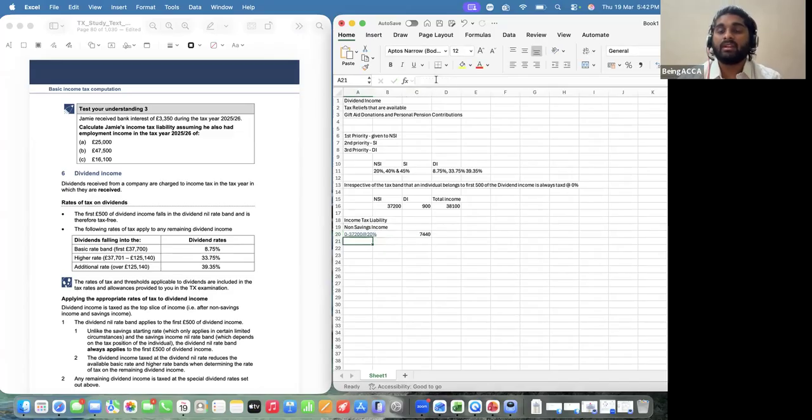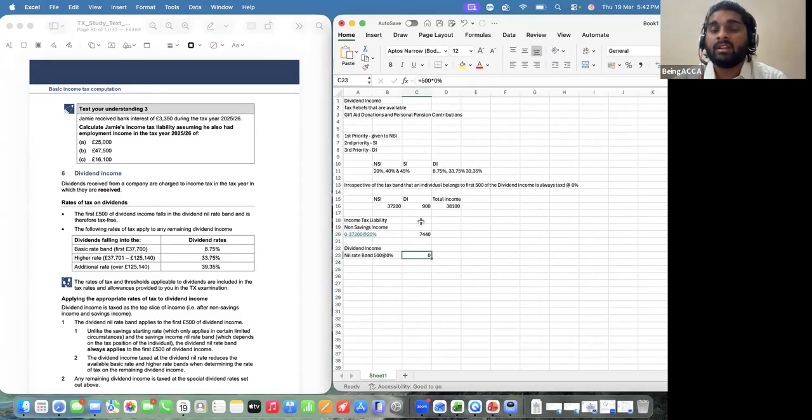Next, we have dividend income. How do we calculate the tax liability on dividend income? First, we have the nil rate band: 500 pounds at 0%. So it will be equal to 500 into 0%. So now it is 0.